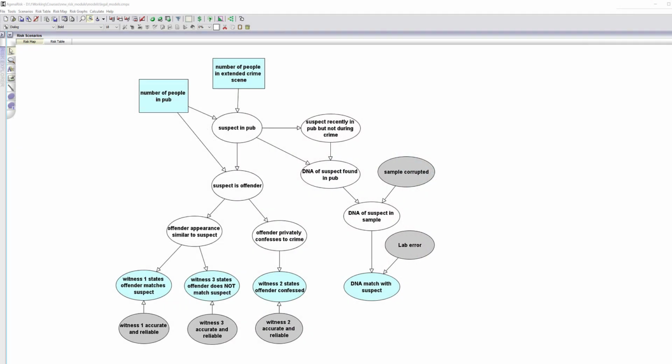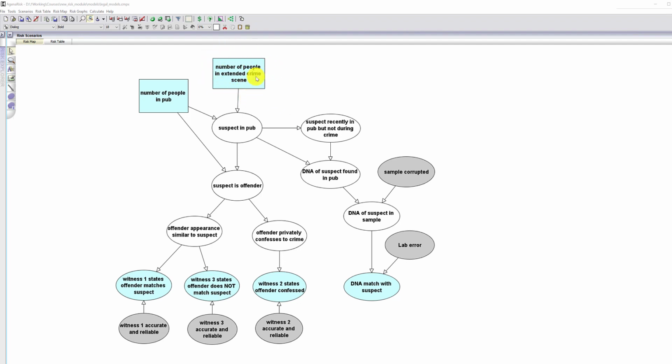This is an example that demonstrates how a Bayesian network model can properly account for genuinely conflicting evidence against a suspect in a criminal case. The suspect is accused of being the offender in a crime which was committed in a pub where about 100 people were present. Now, the defendant denies being at the pub at the time of the offence, but admits to having been there earlier. So he was part of what we would call the extended crime scene.